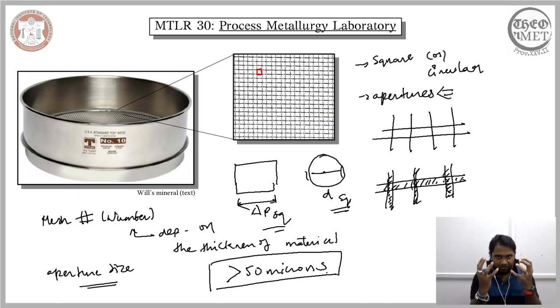Since the sieve itself is dependent on the thickness of these materials, and your apertures cannot be smaller than the thickness of this material, there is a limit for the fragments that can be considered for sieve analysis, and that is often greater than 50 microns. So you cannot effectively consider any particles when their size is less than 50 microns. Now let us see how this sieve analysis is performed.